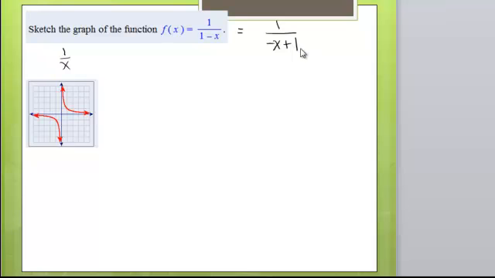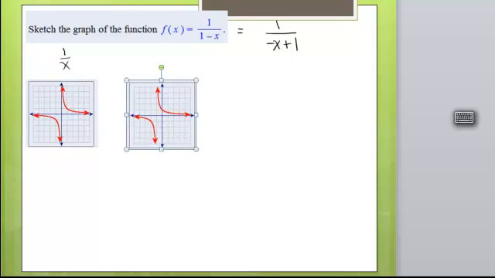Notice how we have a plus 1 inside the function? Because of that, it's going to take this graph and shift it to the left 1 unit. So once we do that horizontal shift, it would look like this one. So what did we just do? We just did 1 over x plus 1.